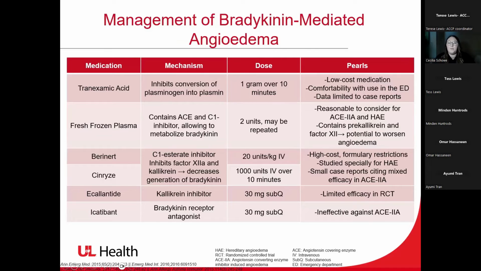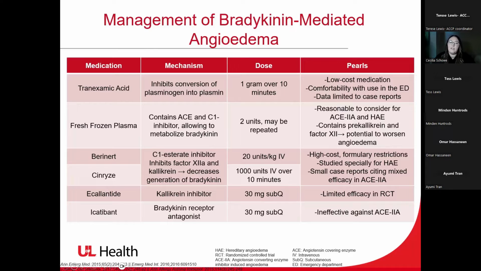So when we think about our management of bradykinin-mediated angioedema, our first 2 options here are going to be our first-line agents. They're a little bit quicker to obtain in the ED and a little bit cheaper. Our last 4 are going to be our more specific agents. They're really more for hereditary angioedema, but there are some studies and potential to use these in ACE inhibitor-induced. So tranexamic acid is going to be our first agent. This is what inhibits the conversion of plasminogen into plasmin and helps with that feedback loop like we saw in our previous picture. Good things about this, it's a low-cost medication. Most people who work in the ED have comfortability with this, but its data is limited to a lot of case reports before the study we're going to talk about today.